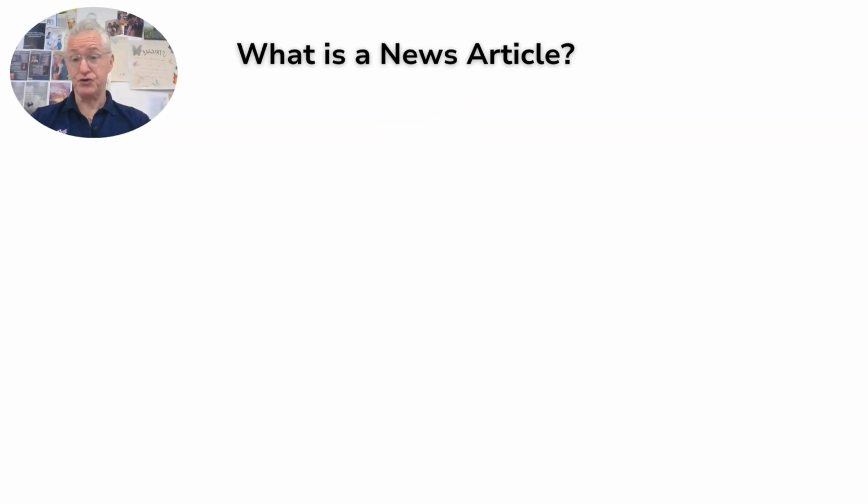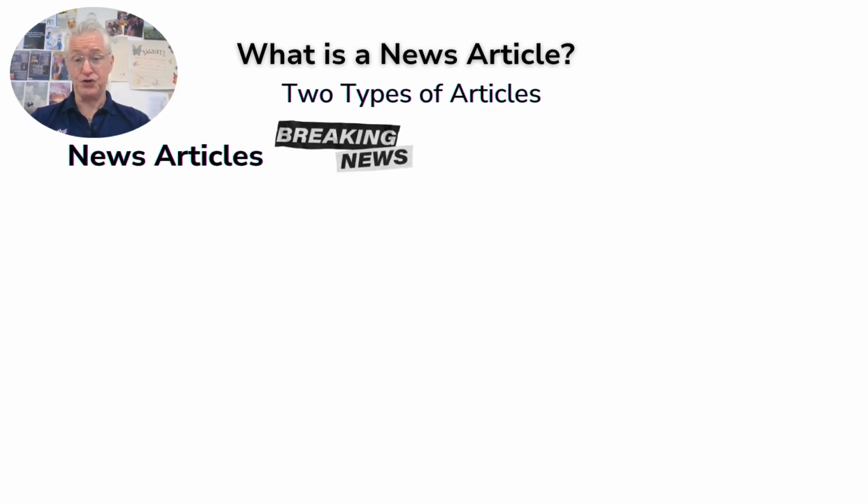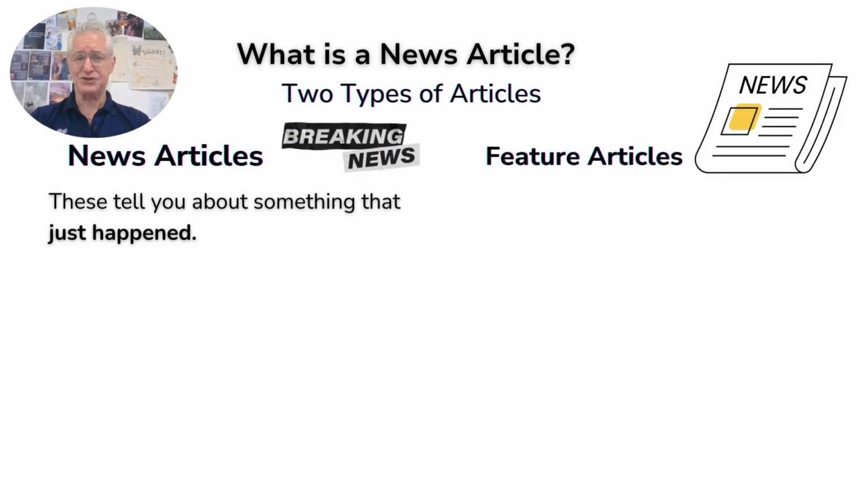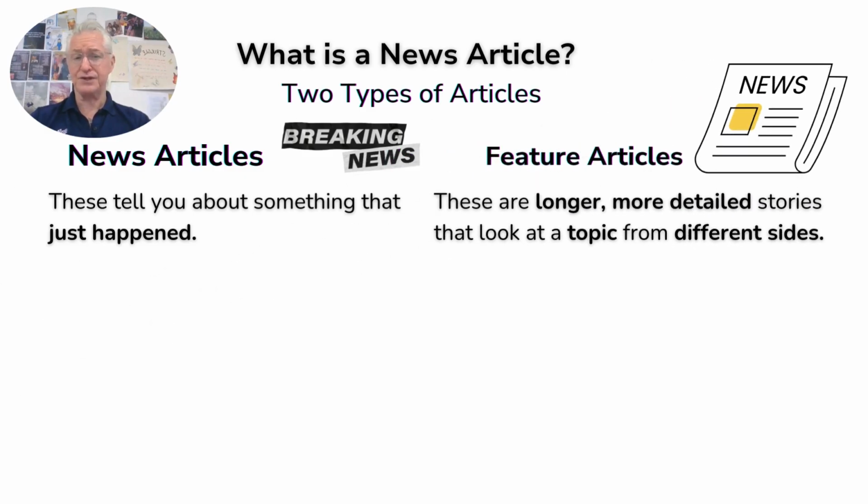So, what is a news article? Well, there's two different types. One is the news or news articles. That's to do with things that just happened. The other is feature articles. These are longer, more detailed stories, and they look at a topic from different sides or different points of view.